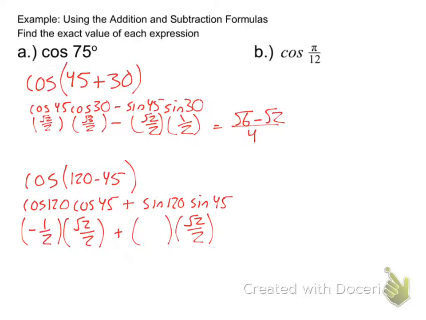So it's a negative 1/2, right? What's the sine of 120? Second quadrant, sine is positive. Reference angle of 60, sine of 60 is? No. Square root of 3 over 2.